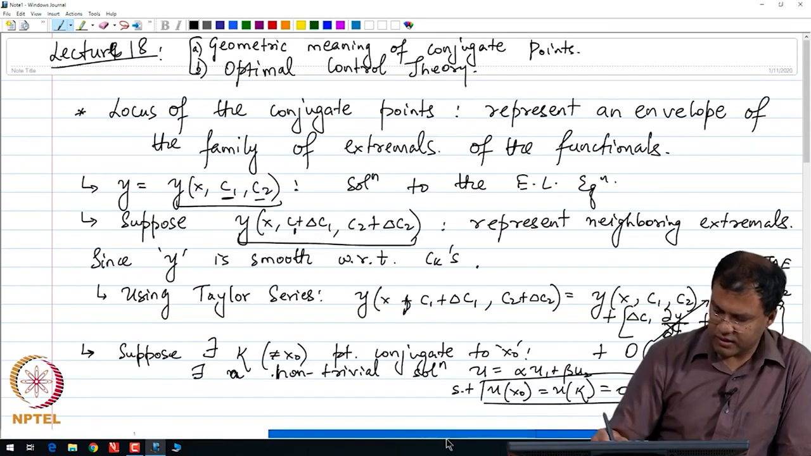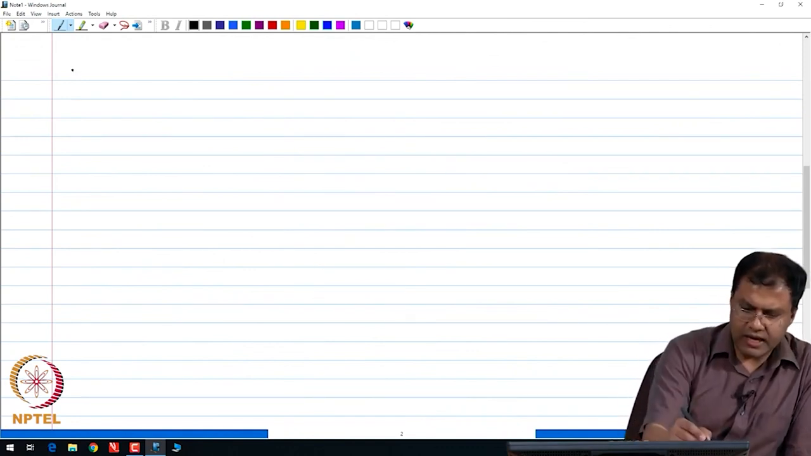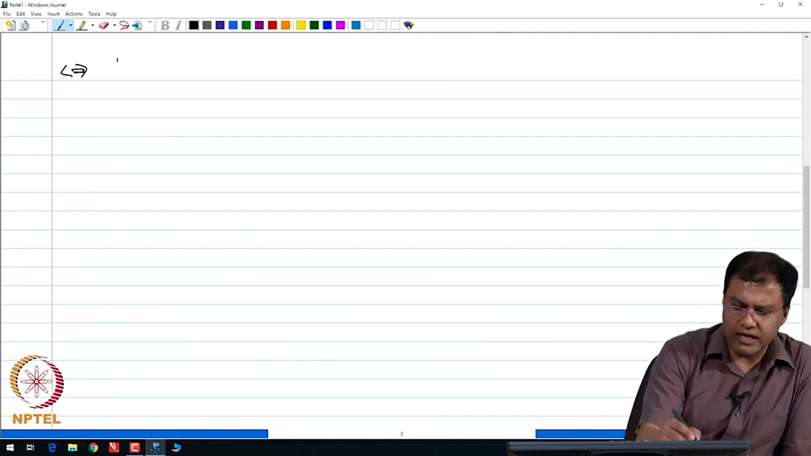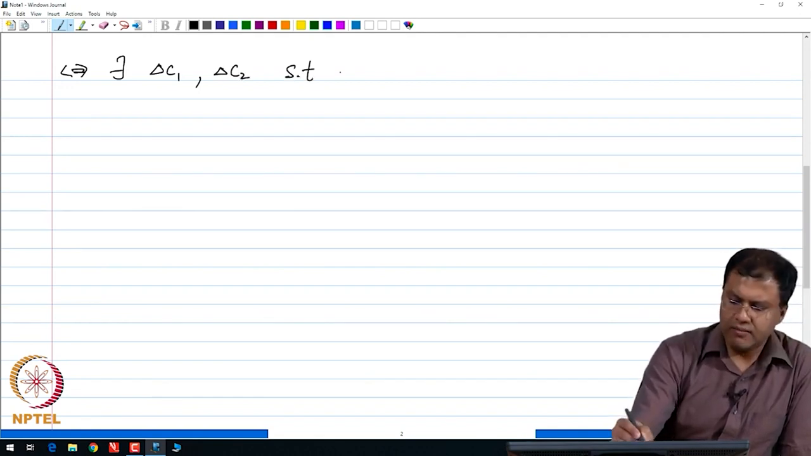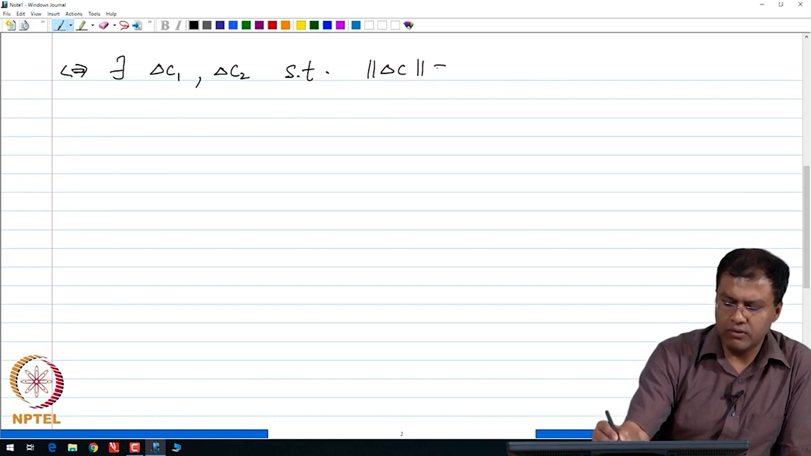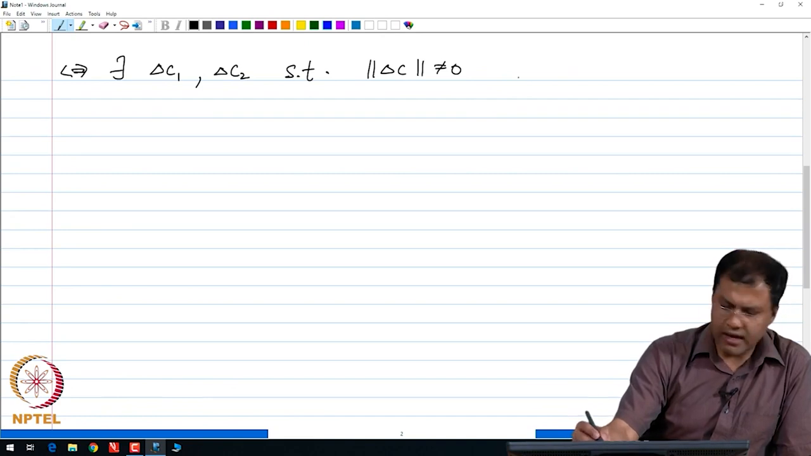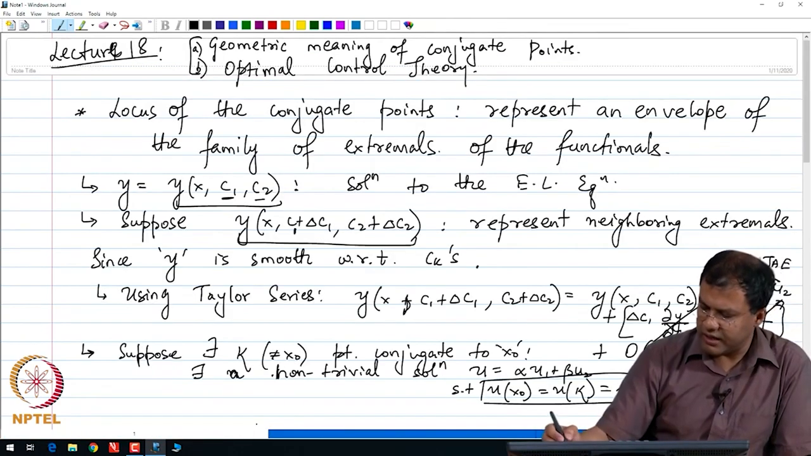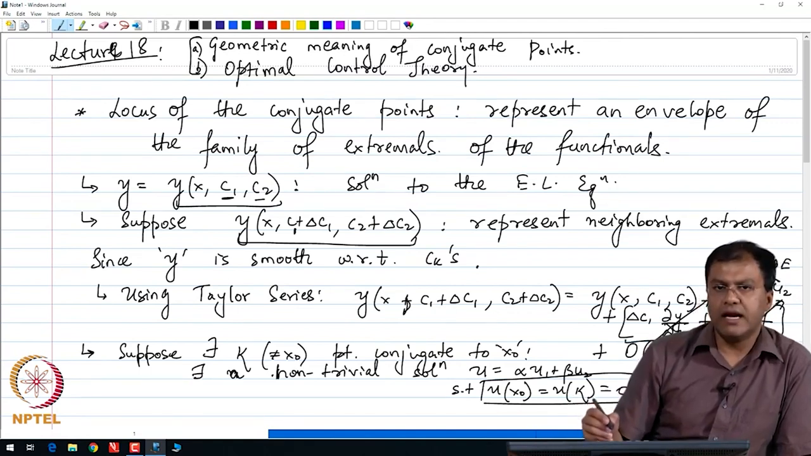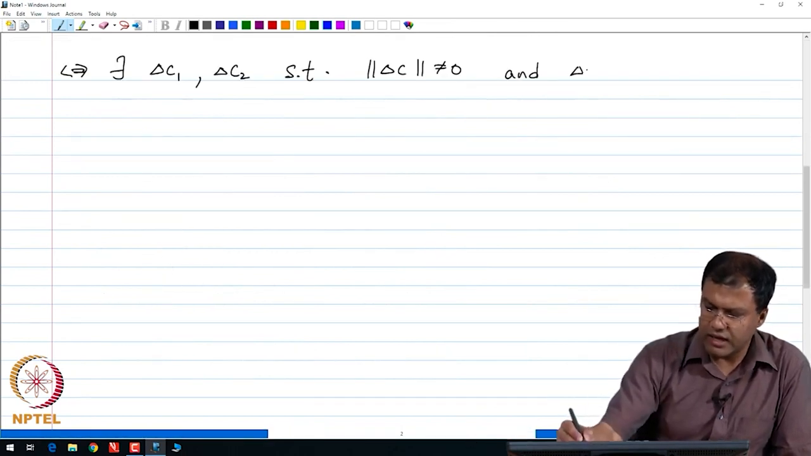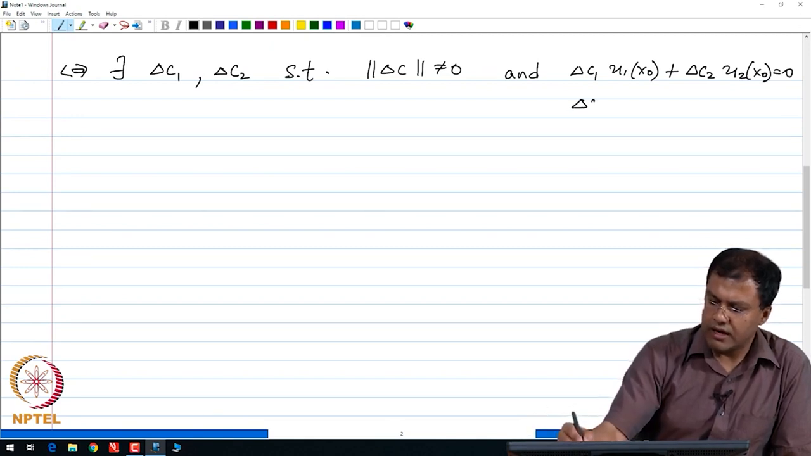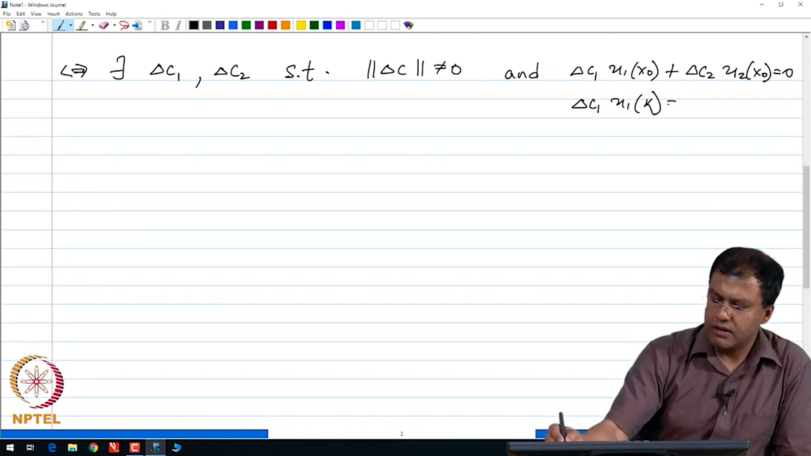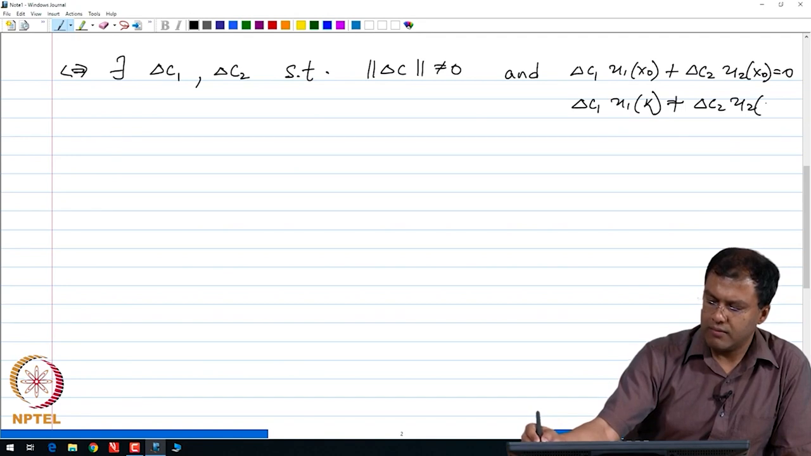Let us see what we have written here. So, such that this is the case. The previous statement is equivalent to saying that there exist constants delta c 1 and delta c 2, not both of them 0, such that the first order terms, this underlined term, vanish at the conjugate points x naught and x 1. So, delta c 1 times u 1 at x naught plus delta c 2 times u 2 at x naught is equal to 0, and delta c 1 times u 1 at kappa plus delta c 2 times u 2 at kappa is 0.